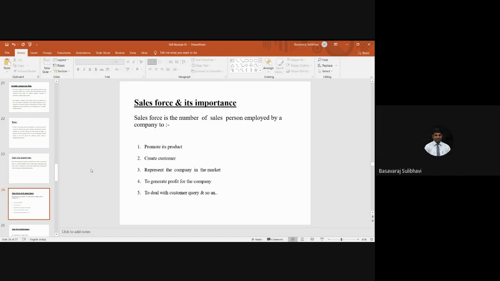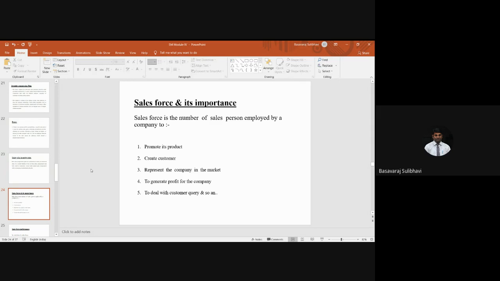Why do we employ a Salesforce? One, to promote the products of the organization. Second, to get new customers for the organization, creating customers means converting prospects into customers. These people will be representing the company in the market, where some customers see these salespeople as the company itself. They are also responsible for generating good profits for the organization.